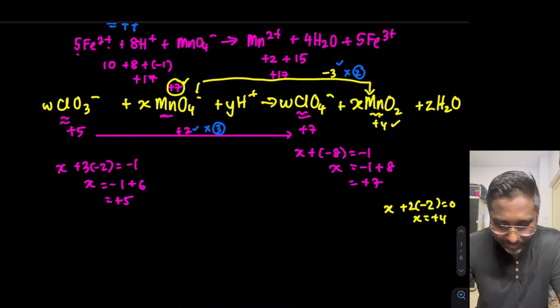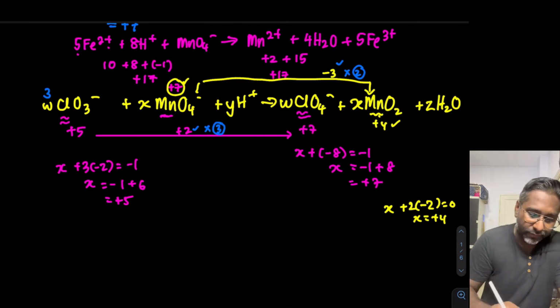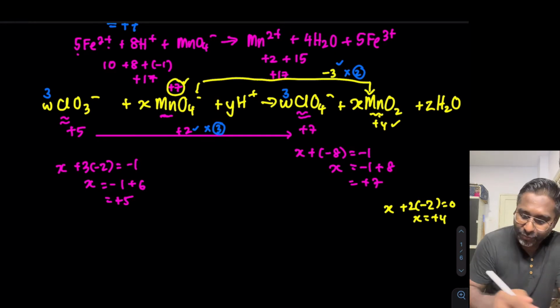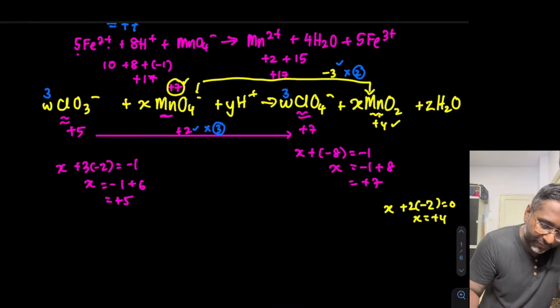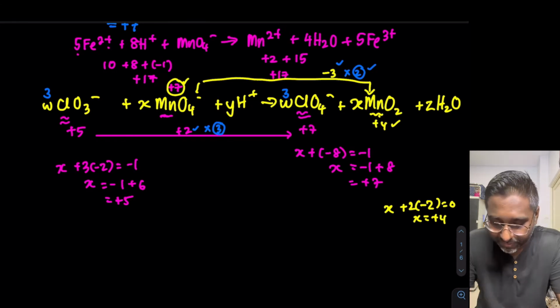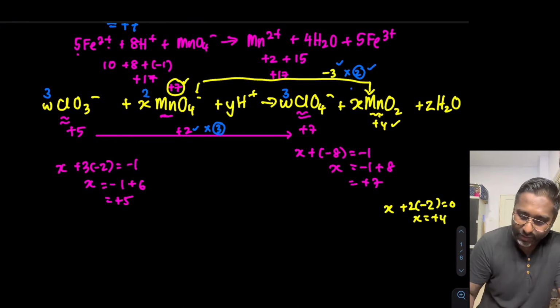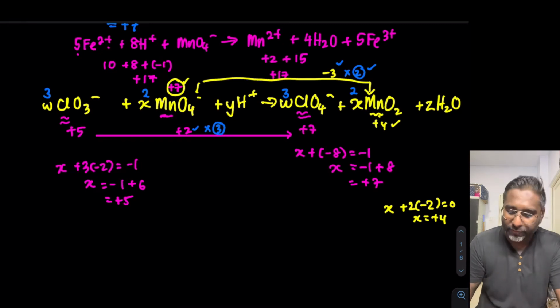So this number, I told you I'm going to use it as the magic number. You just need to put 3, and automatically when you put that as 3, this one must be 3 as well. The 3Cl must be there. Similarly, for the MnO4 minus, if I put the magic number 2, automatically this is going to be 2 as well.